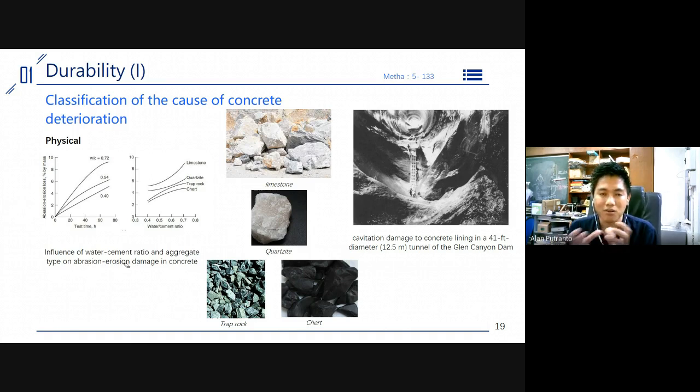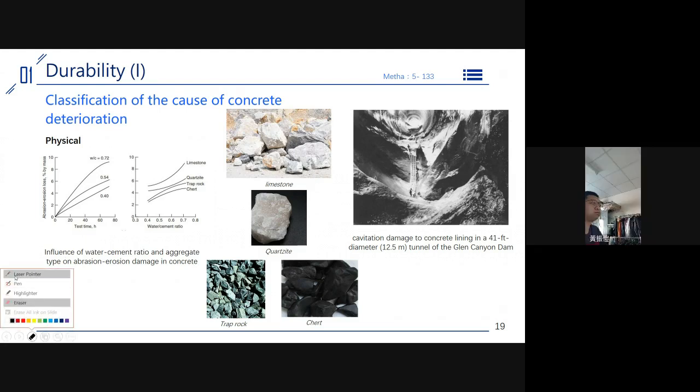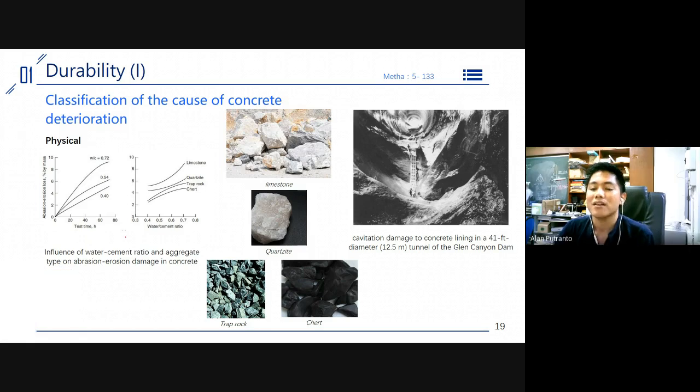Actually, different rock and different water-cement ratio will have different impact on abrasion, erosion, deterioration. Let's say this one is talking about water-cement ratio, water-cement ratio to the test time. This is the time, and this one is the loss of damage because of erosion or abrasion.